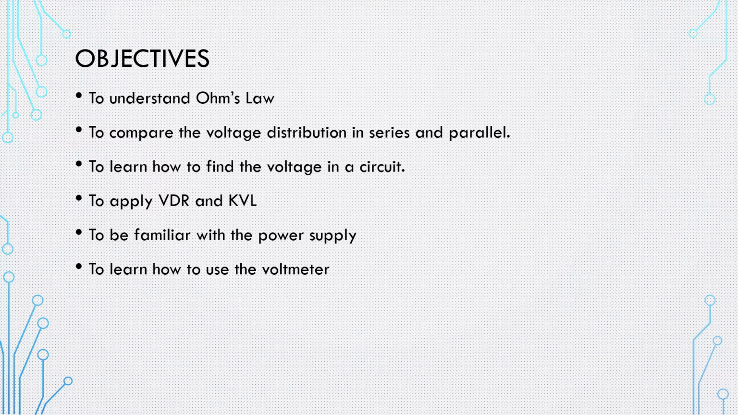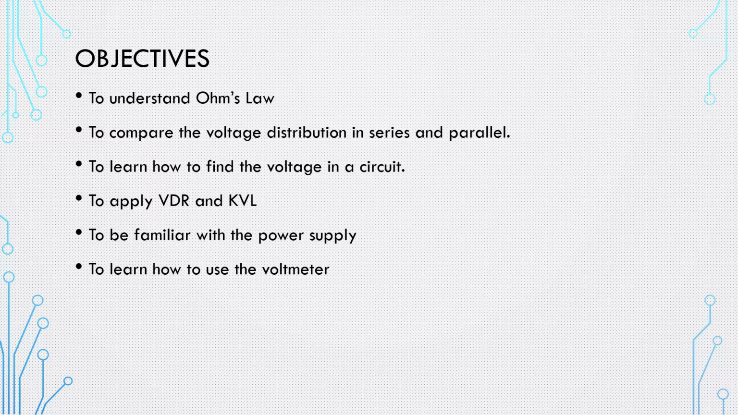So our objective from this experiment, first of all, is to understand Ohm's law, how the voltage and current and resistor are relating to each other. Then we're gonna compare the voltage, how it's distributed in a series circuit or in a parallel circuit. So we're gonna have a key idea about different connections for the voltage. Then we're gonna learn how to find the voltage in any circuit.